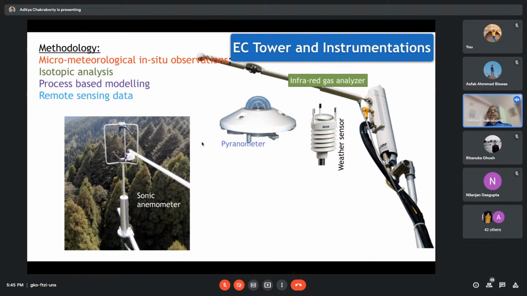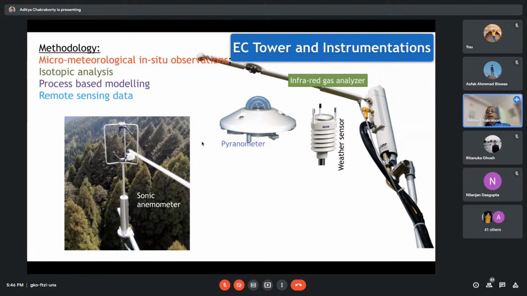Then there is a pyranometer which can measure the incoming and outgoing radiation, that is, incoming long wave radiation and also outgoing long wave radiation. Outgoing means the radiation which is coming from the Earth's surface. And then it can also measure the short wave incoming radiation and short wave outgoing radiation. So there are four components: two incoming components, one long wave, one short wave, and two outgoing components, one short wave, one long wave. For that you need four different sensors which are integrated into one instrument or one piece of equipment, which is called the pyranometer.